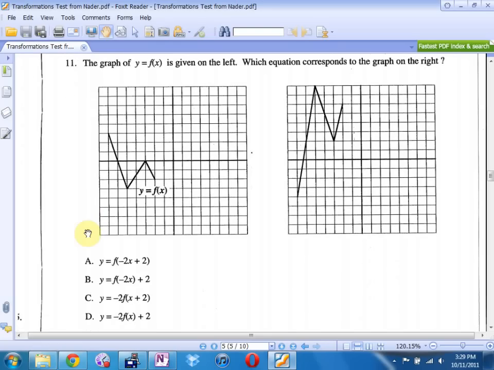These, I would argue, are among the toughest multiple choice questions, where they give you one graph and say, find the equation. So I'm going to copy this one, and I'll show you how I would approach it.